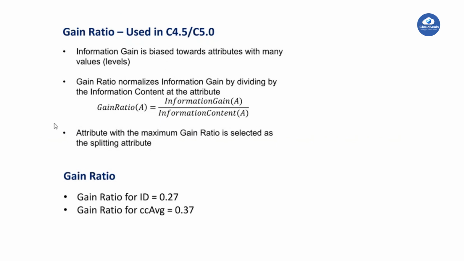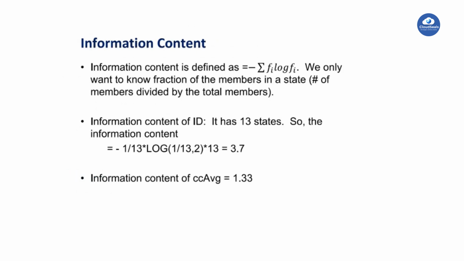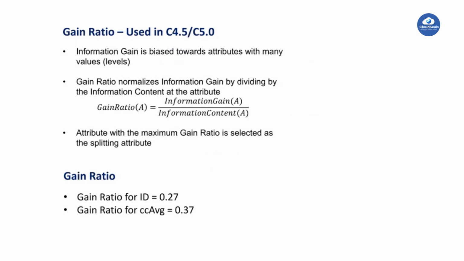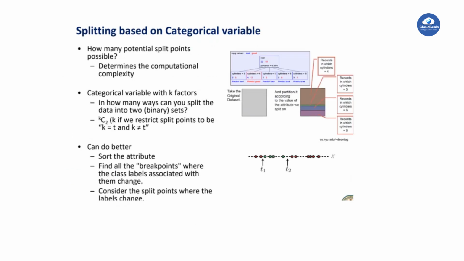So how do we calculate the gain ratio? We take the information gain by the information content. How do we calculate? Information gain by information content. By applying these values in this formula, what is the gain ratio for the ID? That is 0.27. Gain ratio for the CC average, that is 0.37. Yes. Let's see what will happen.